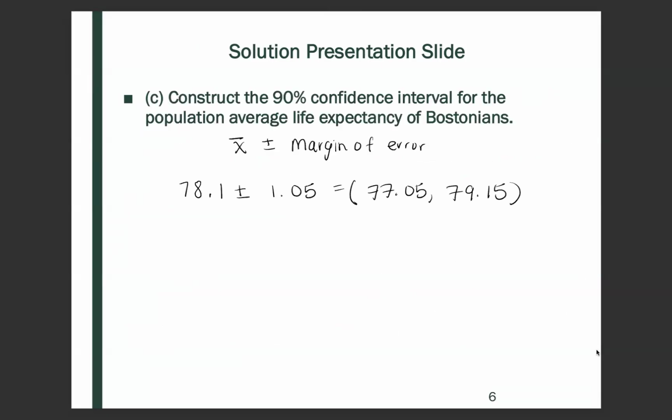Construct the 90% confidence interval for the population average life expectancy of Bostonians. So we're going to take our point estimate, which is our X bar, plus and minus the margin of error. So we already found these components in earlier parts. So that's going to be 78.1 plus and minus 1.05, which we just found. So when you do that, the lower bound is 77.05 and the upper bound is 79.15.